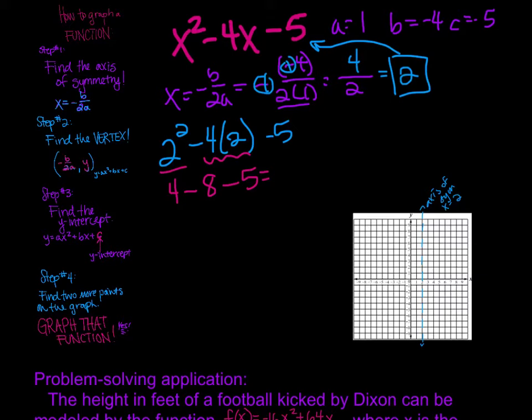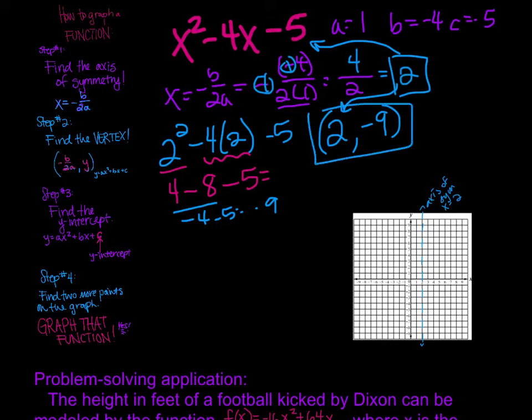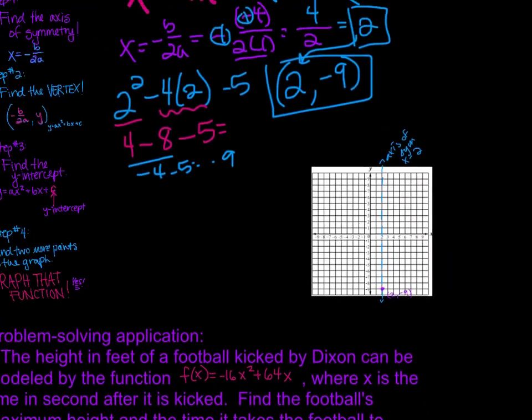So 4 minus 8 is negative 4, minus 5 equals negative 9. So our vertex is the point (2, -9), because we're taking the x-value from our axis of symmetry. Our vertex always lies on our axis of symmetry, and negative 9. So there's our vertex. Zoom in here again and actually do that, (2, -9). There is our vertex at (2, -9), and if you notice, I'm labeling that.